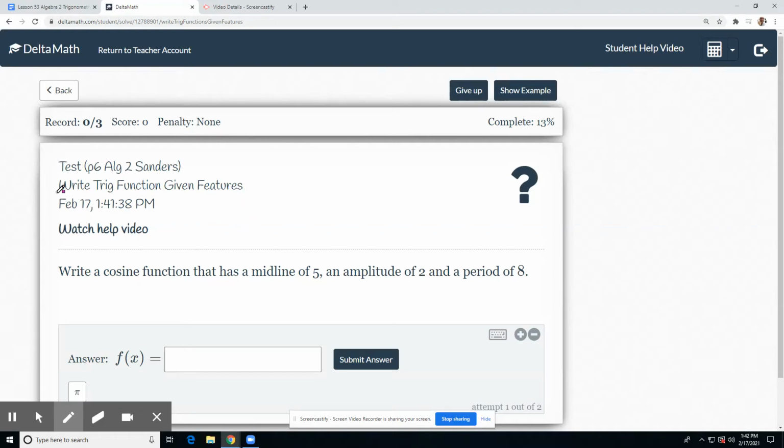All right, we are doing writing trig functions given features. So we need to put everything together. Our general form is y equals the amplitude A, it's a cosine in this case, so we'll stick to cosine. Cosine and sine are all we're dealing with. B affects our period, x is our input, plus D. D is the phase shift on the x-axis, and then C is the phase shift on the y-axis.